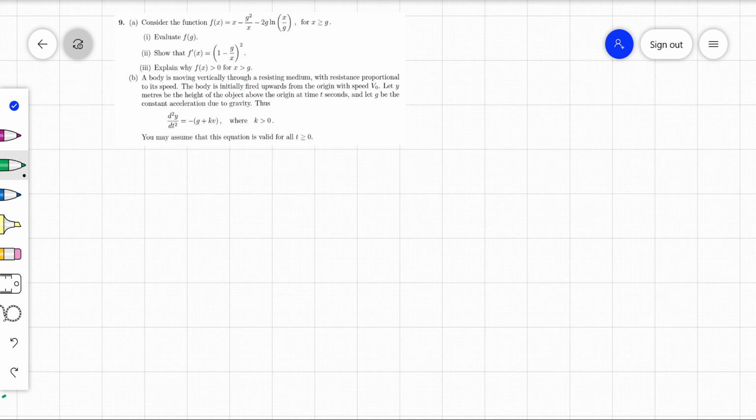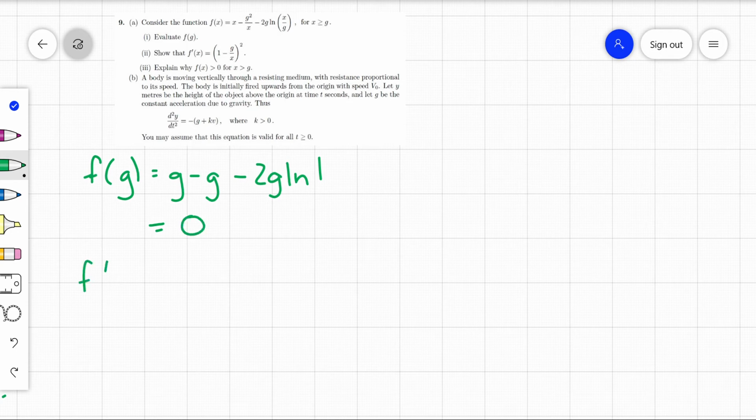All right, so consider this function, evaluate f of g. So if we put f of g in, you can see we get g minus g squared on g. Let's put g minus 2g log g on g. So we've got log 1. All right, so we know log 1 is 0, so g minus g is also 0, so you can see f of g is 0.